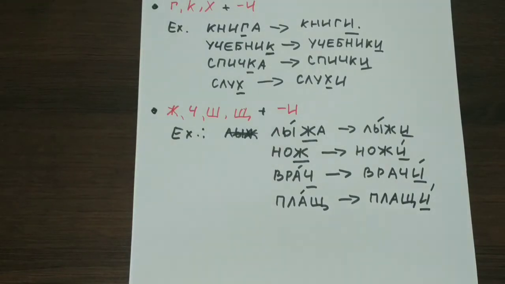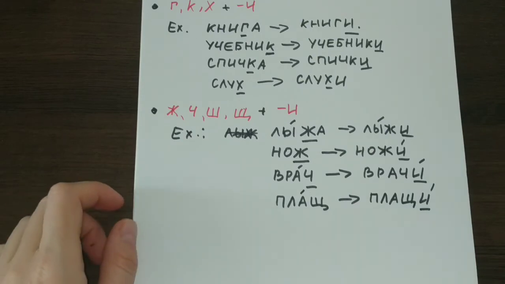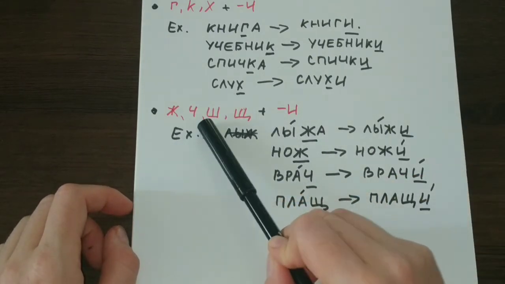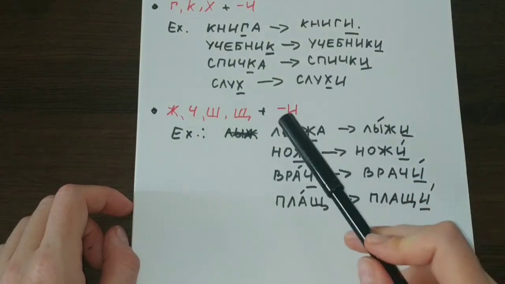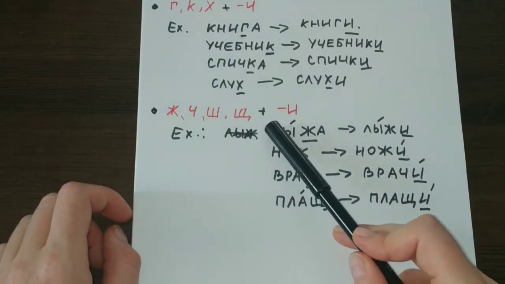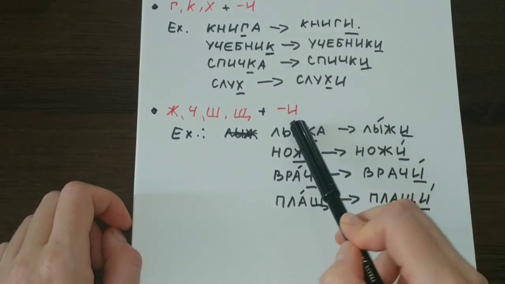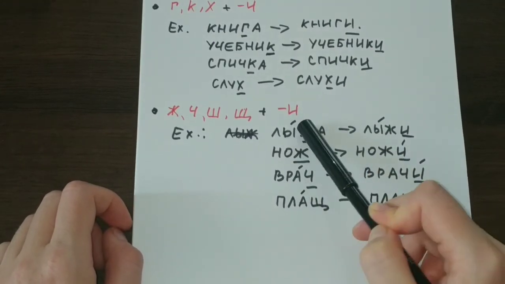So let us go over this rule again. When the last consonant of a noun, no matter if it is followed by a vowel or not, is either zh, ch, sh, or shch, the plural form of such nouns is made by either changing the last vowel into e or just adding the e ending.